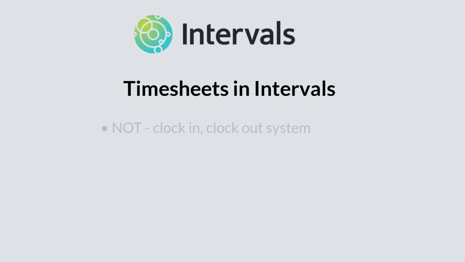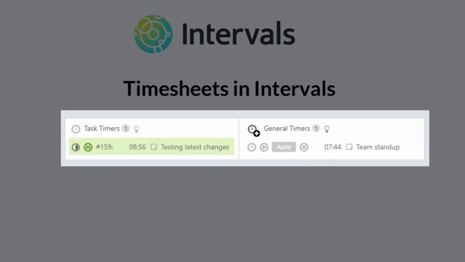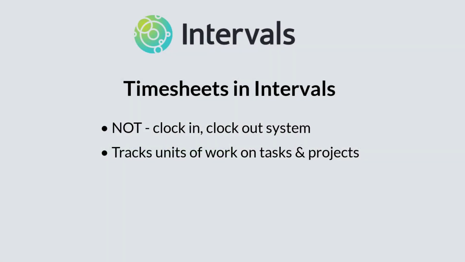In Intervals, a timesheet is not a clock-in, clock-out timesheet. Intervals is about tracking productivity and time chunks worked on tasks or on projects. That isn't to say we don't have timers to track your time. Intervals does have task and general timers. Time can also be applied manually. And when you're applying time, again, it's a unit of work performed as opposed to a clock-in, clock-out system. It's a distinction between other time tracking systems out there that we want to make sure that we point out.